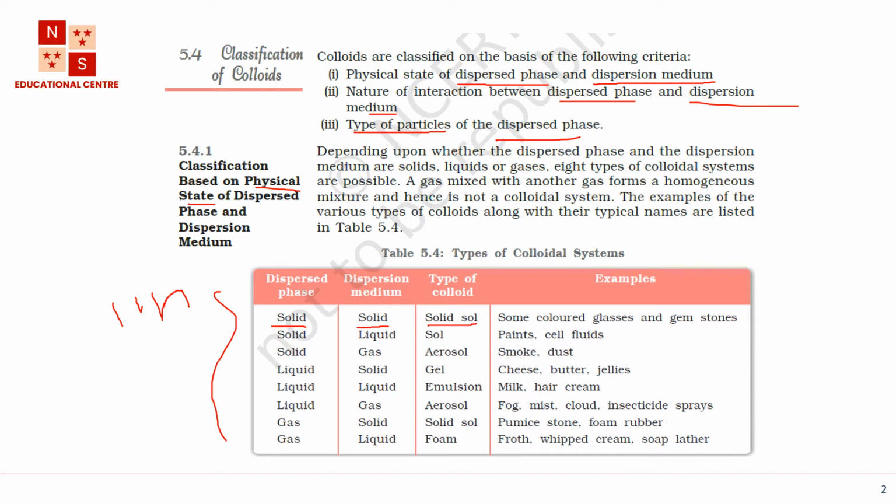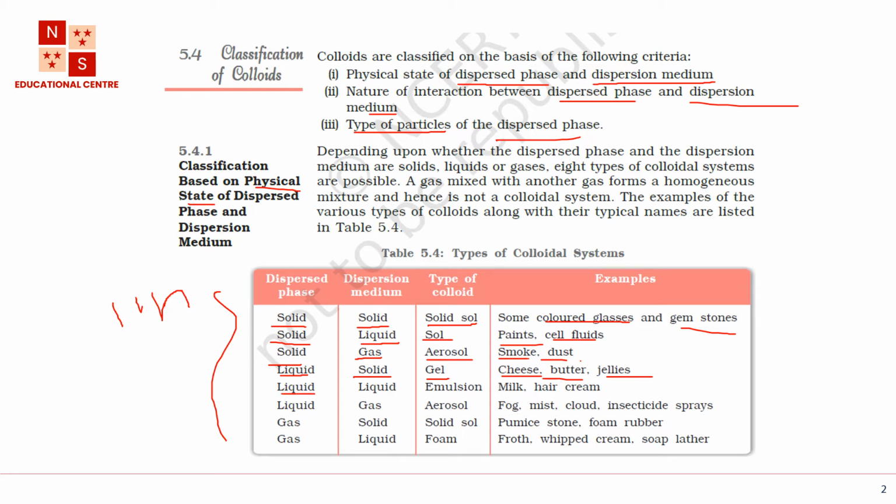So what are the examples of solid sol? Colored glasses, gemstones. When the dispersed phase is solid and the dispersed medium is liquid, we get a sol: paint, cell fluid. When the dispersed phase is solid, the third type, and the dispersed medium is gas, we get an aerosol: smoke and dust. The fourth type, the dispersed phase is liquid and the dispersed medium is solid, we get a gel. These are cheese, butter, jelly.